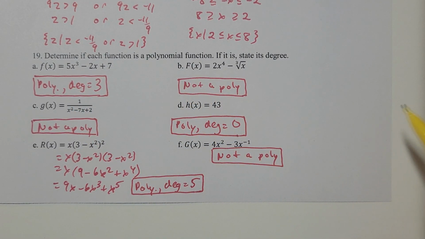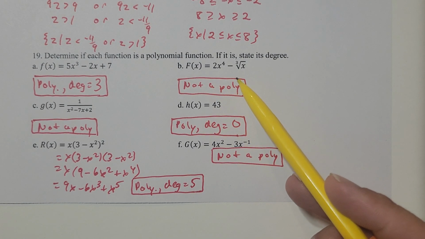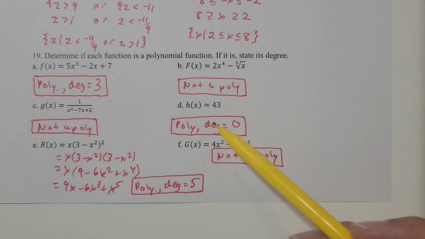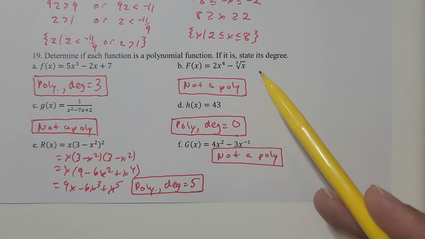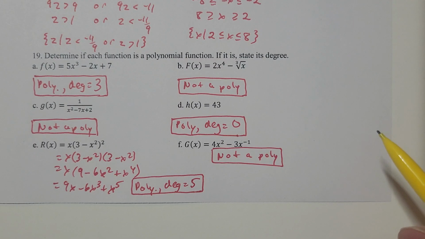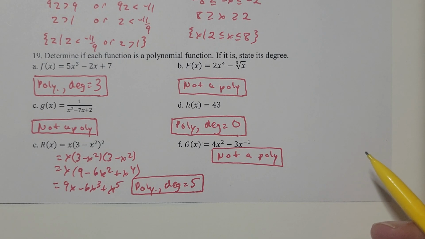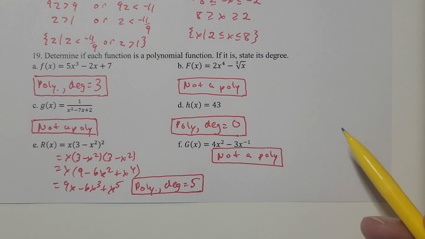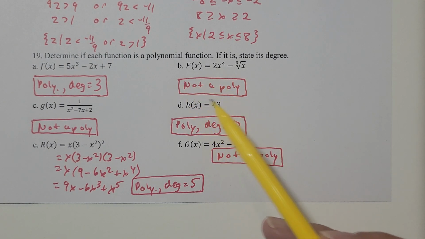Okay, in part B, we have f of x equal 2x to the fourth minus the cubed root of x. So this is not going to be a polynomial because the cubed root of x is the same thing as x to the 1/3 power. Okay, and you can't have fractional powers when you're talking about polynomials. So it can only be whole number values. Okay. Now I would not say that this is a polynomial degree 4. Okay, it's just the whole thing is not a polynomial.